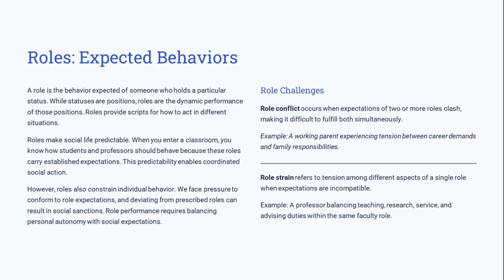Roles are the expected behaviors associated with a particular status, providing scripts for how to act in different situations. While roles make social life predictable, they also constrain individual behavior. Role challenges arise when expectations conflict, leading to role strain and role conflict. Balancing multiple roles requires careful navigation to maintain harmony in social interactions.